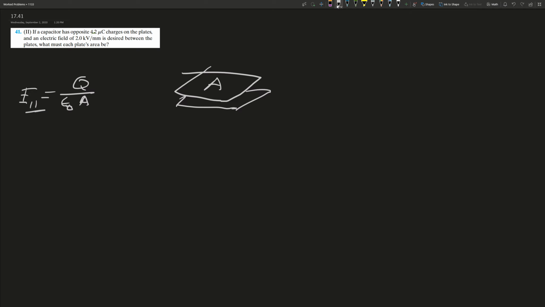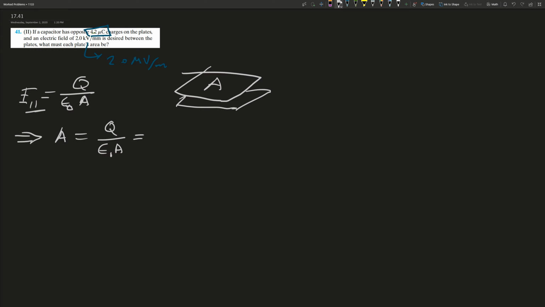Now, if we want to solve for area, we can manipulate this into area is equal to Q divided by epsilon naught times E, and if we plug all these values in, the charge we're given is 4.2 microcoulombs, and the electric field desired is 2.0 kilovolts per millimeter. We'll call it 2.0 megavolts per meter, because that makes more sense. It's 2.0 times 10 to the 6 volts per meter.